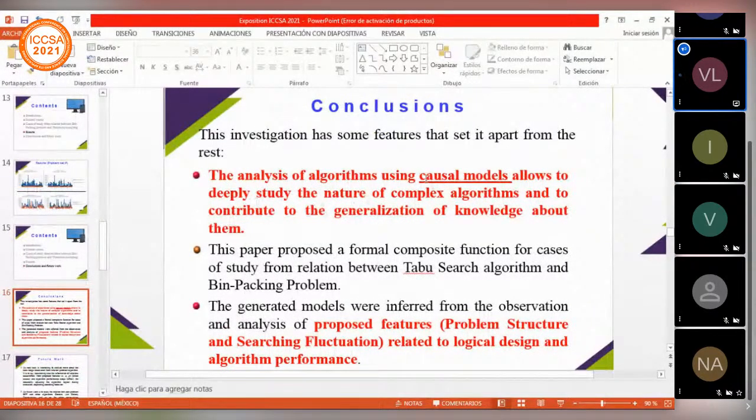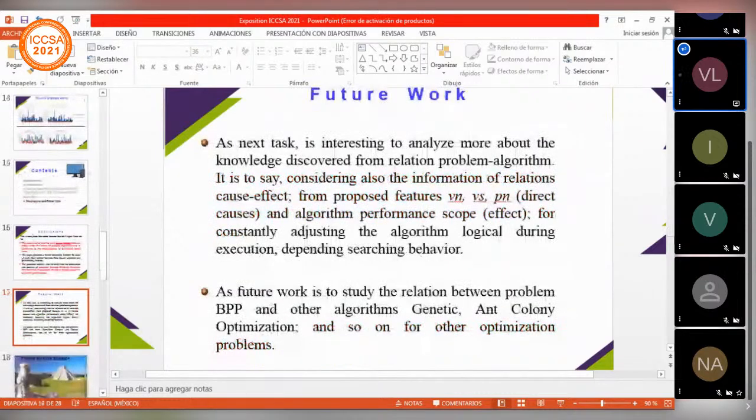The analysis of algorithms using causal models allows to study the nature of complex algorithms and to contribute to the generation of knowledge about them. This paper proposed a formal composite function for cases of study from the relation between Tesseract algorithm and beam packing problem. The generated models were inferred from the observation and analysis of proposed features related to logical design and algorithm performance. Okay, and as future work is to study the relation between beam packing problem and other algorithms, genetic and ant colony optimization, and so on for other optimization problems.